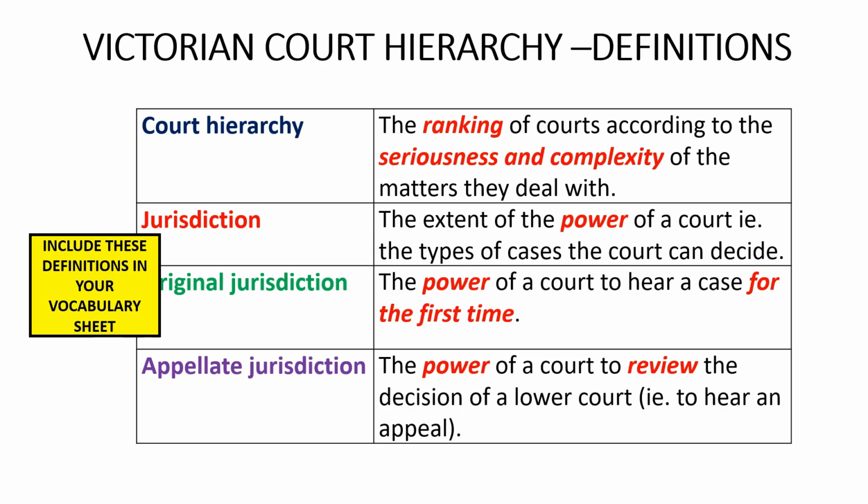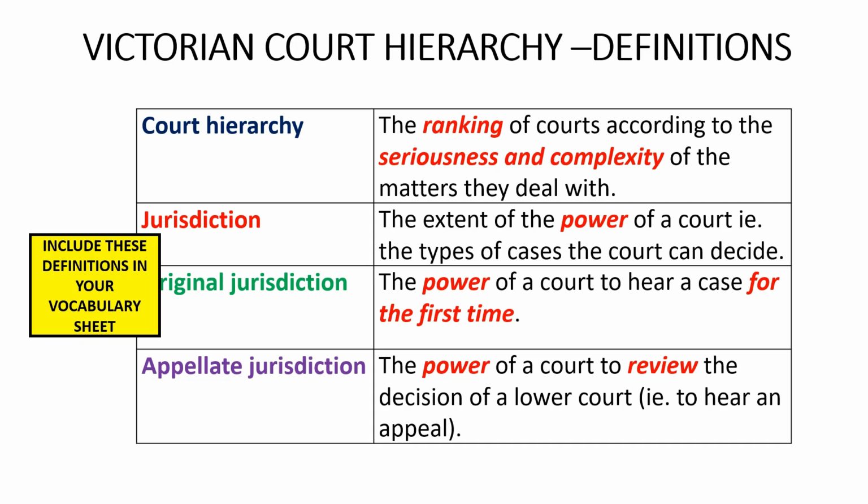The second kind of jurisdiction is appellate jurisdiction. A court is said to be exercising appellate jurisdiction when it hears an appeal from a lower court. That is, appellate jurisdiction is the power of a court to review the decision of a lower court. When a court hears an appeal, it is reviewing the decision of the lower court to correct any mistakes that the lower court has made.